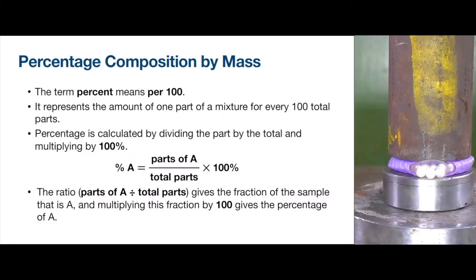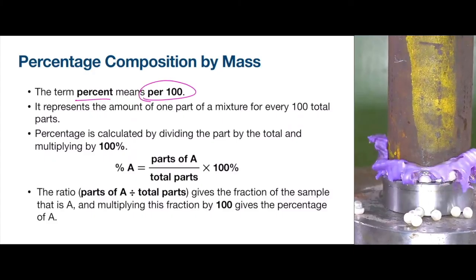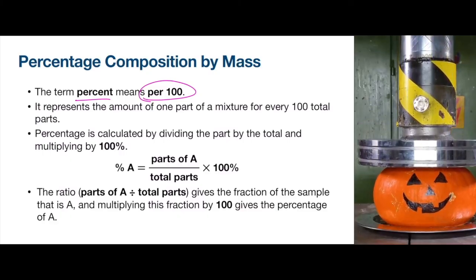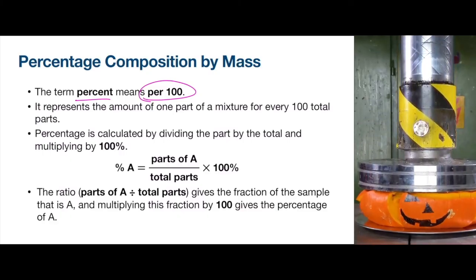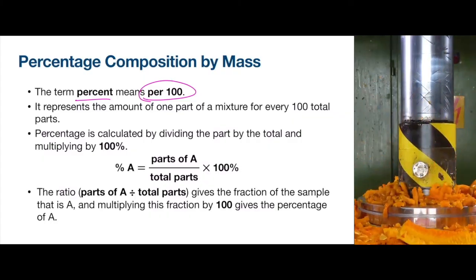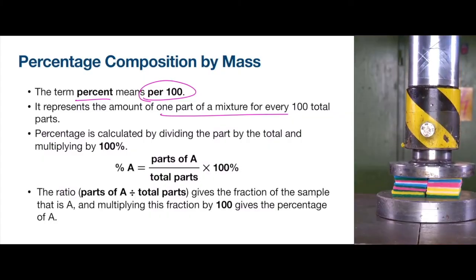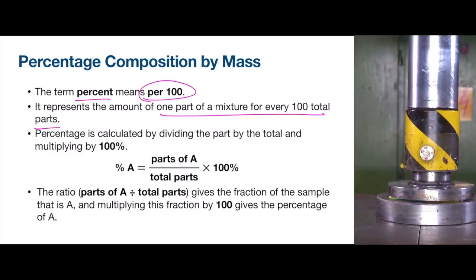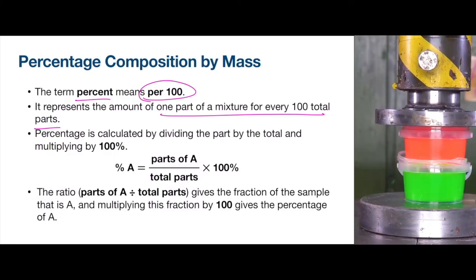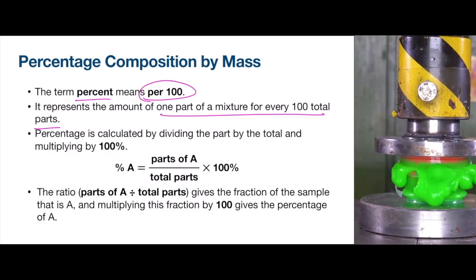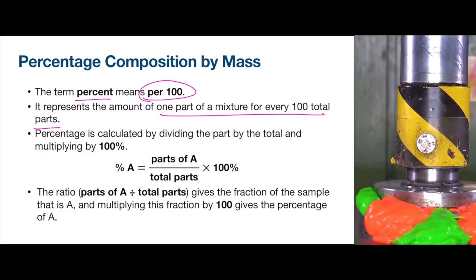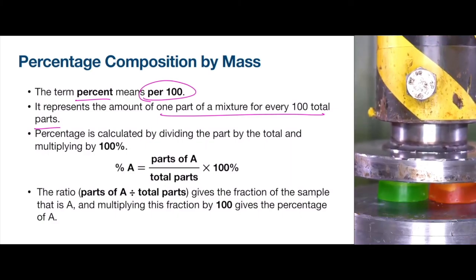Now, the term percent literally means per 100, just like there are 100 cents in 1 peso or 100 years in 1 century. It represents the amount of one part of a mixture for every 100 total parts. In other words, when we talk about percentage, we're simply asking, out of every 100 parts in a mixture, how many parts are there for this substance?